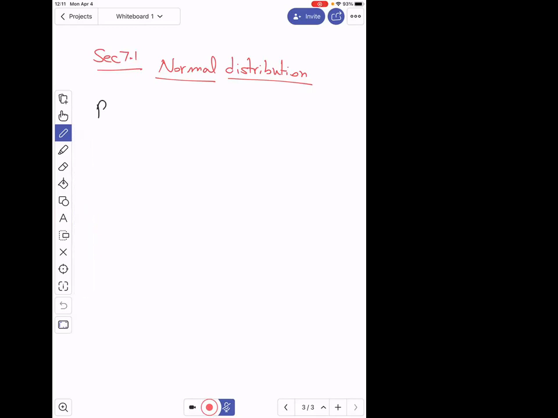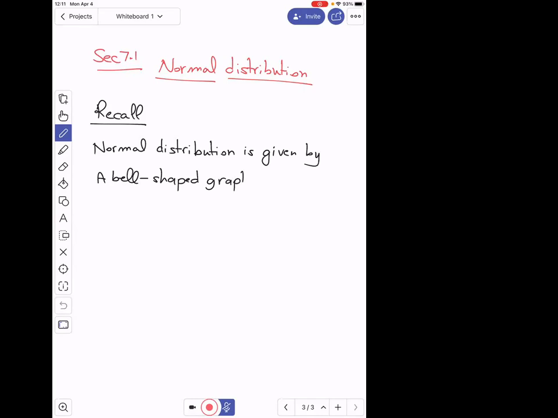Right, so recall. As I said last week, the normal distribution is one of the most important probability distributions. It is given by a graph, a bell-shaped graph, with the highest point at the mean.